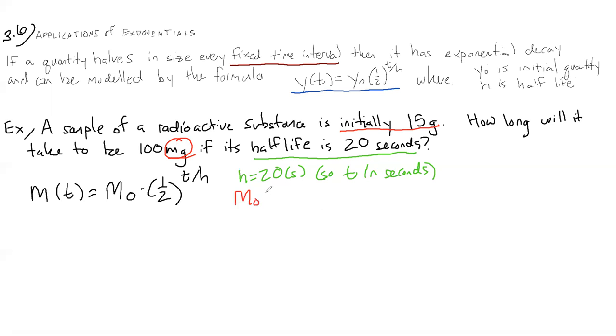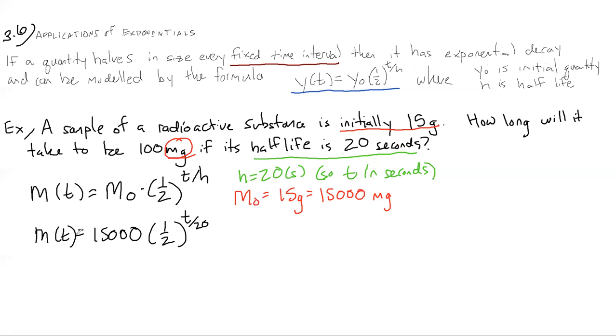So my M naught is 15 grams, and there's 1,000 milligrams in a gram. So that's going to be 15,000 milligrams. So I will make that choice. And then I'm going to be able to plug this in. I'll get 15,000 times a half to the T over half-life, which is 20 seconds. And so that is my formula.